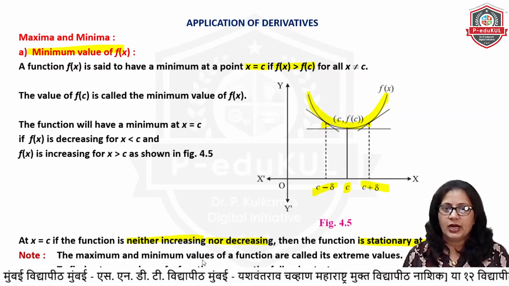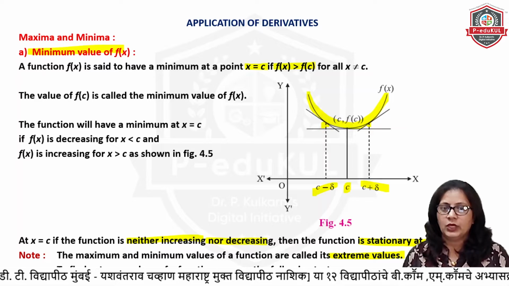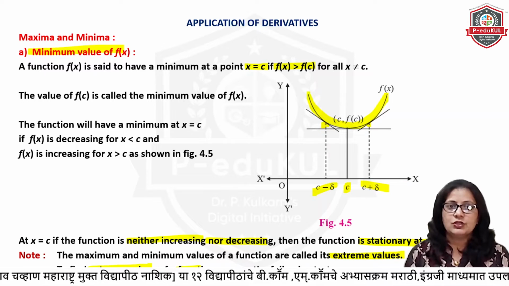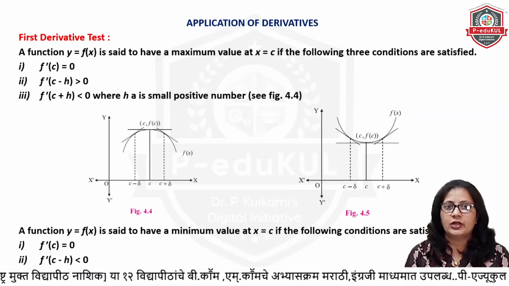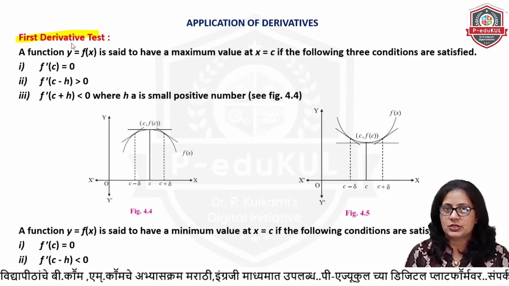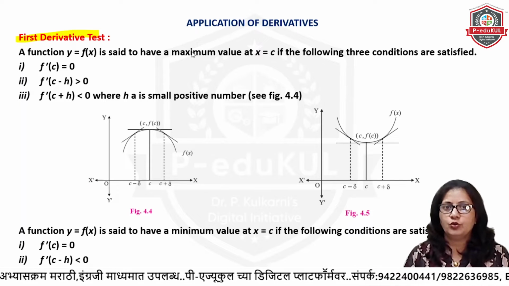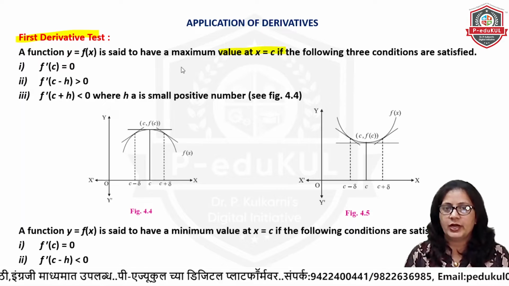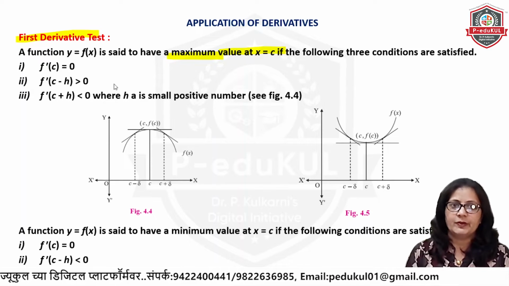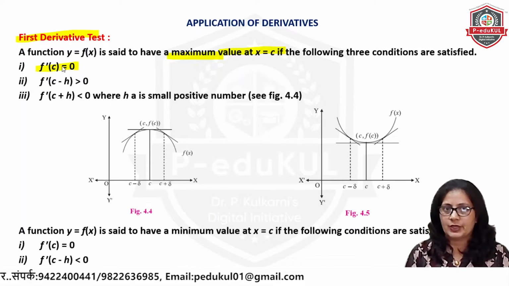The maximum and minimum values of a function are called its extreme values. To find these extreme values of a function, we use the following test, called the second order derivative test. First order derivative test and second order derivative test, both are there. A function y equal to f(x) is said to have a maximum value at x equal to c if the following three conditions are satisfied. That is, f dash c is equal to 0. From this we will get the values of x.